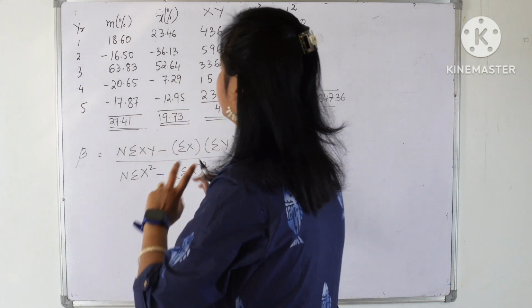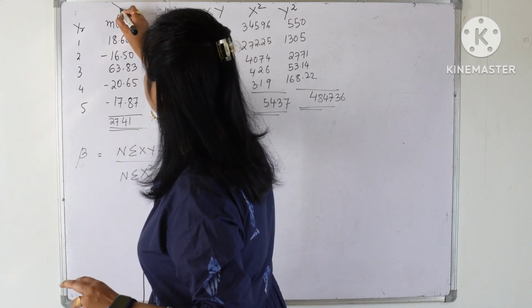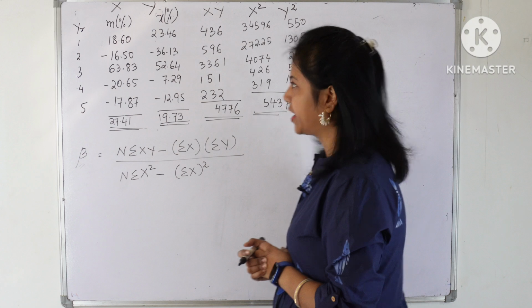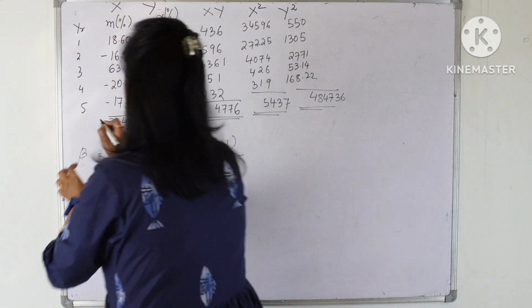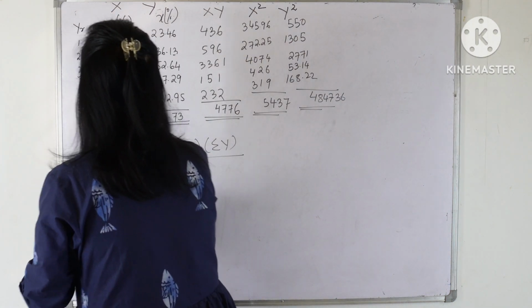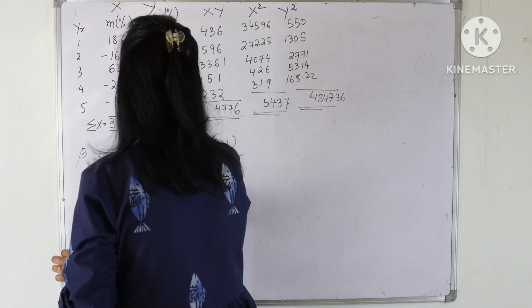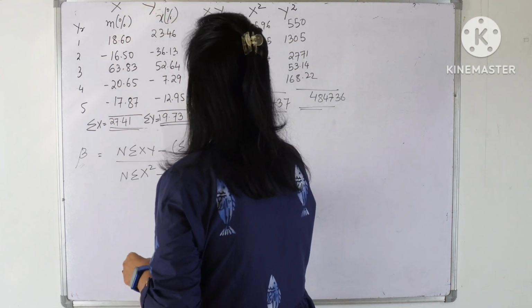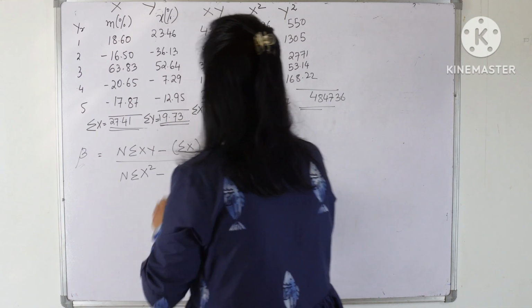Now what is x and what is y? Remember, the market return we will take as x, and the individual stock return we will take as y. So if this is x, the sum of this will be sigma x. If this is y, the sum of this will be sigma y. Then I take the product of these two. This becomes the sum of xy.